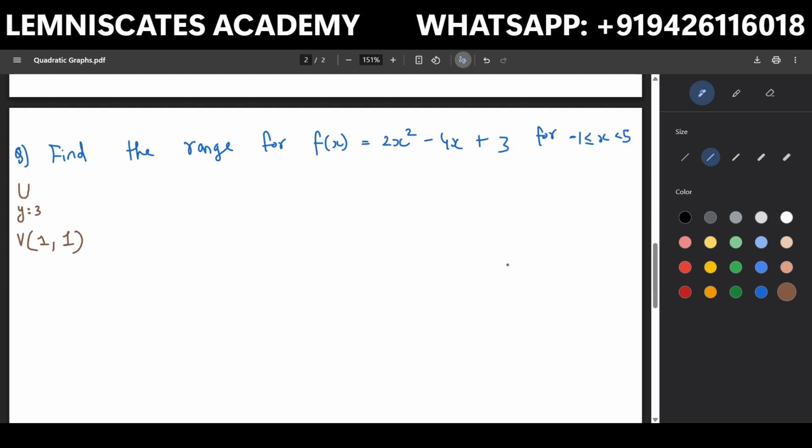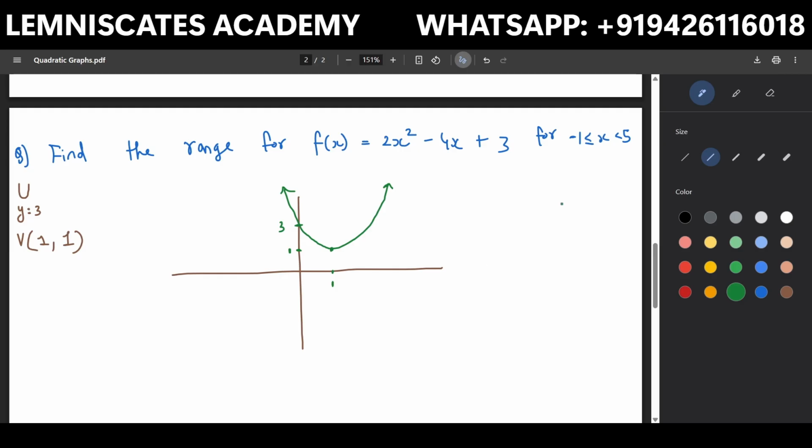Now I am going to go ahead and create a quick sketch. Everything is ready in front of us, all the three things. So 3 may be somewhere over here. Maybe 1 is over here, which is your vertex point. And it's a U-shaped curve. So it's going to look something like this. So yeah, that is how quickly you can draw your quadratic graph.